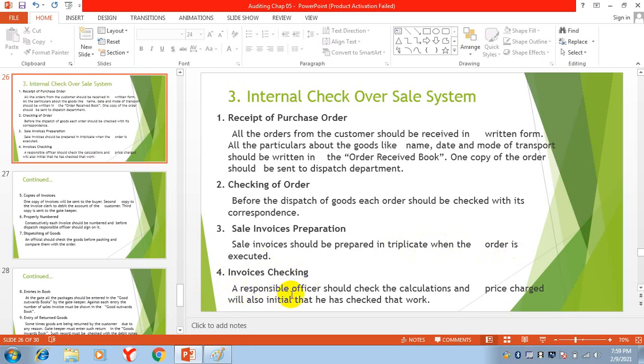Invoices checking. A responsible officer should check the calculations and price charged with initial that he has checked that work. So one responsible person, he will check all the calculations and the prices charged, because he will be responsible. It is his responsibility that he checked all these invoices.